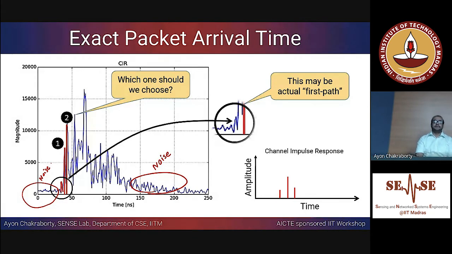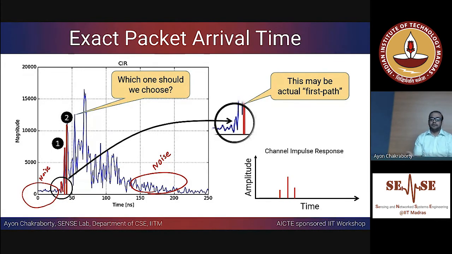initially you might not receive the signal, right? You have to wait for some time, and then you start seeing the signal. So for that, this is sort of an open problem. How do you understand that it is no longer noise? I have received the first peak corresponding to the impulse response. How do you identify this, right? That is how you calculate the exact packet arrival time.